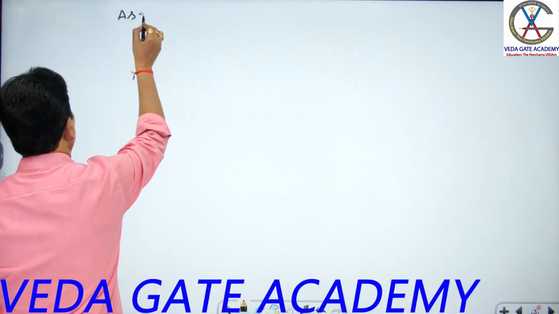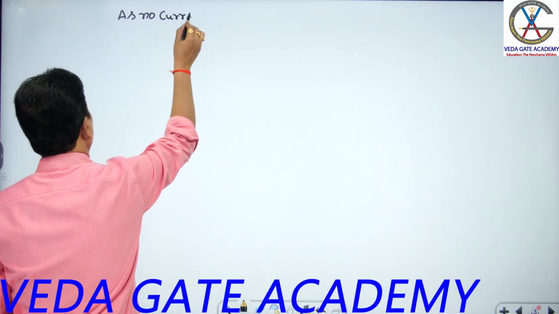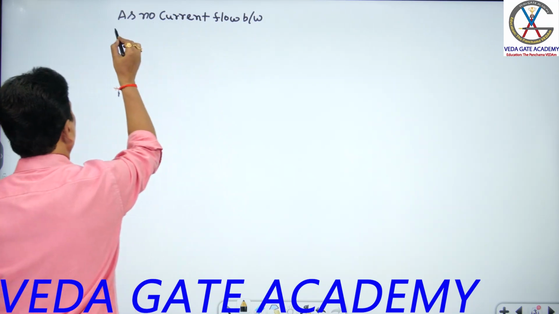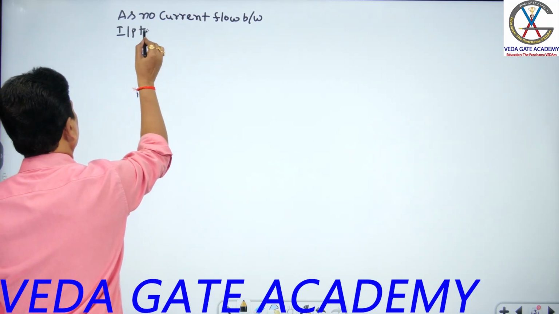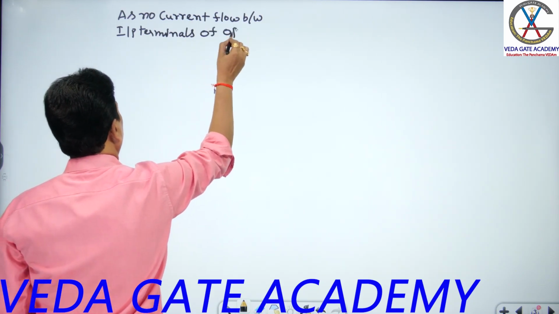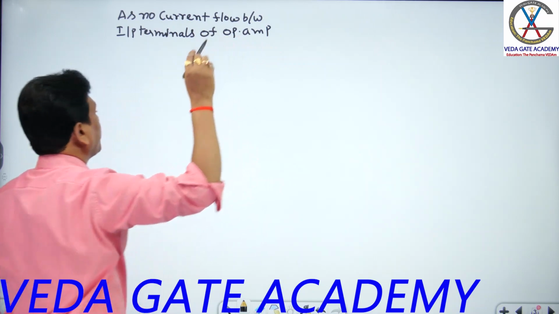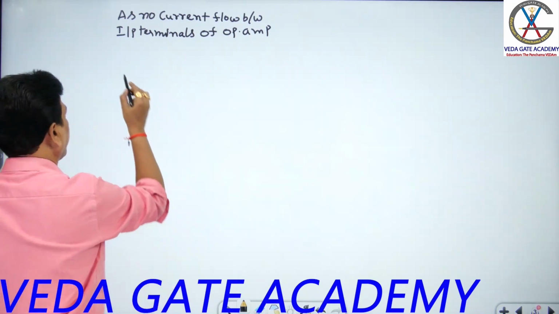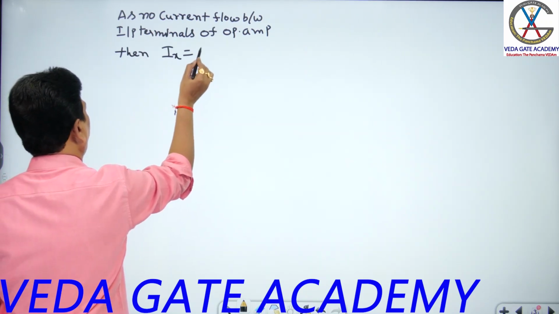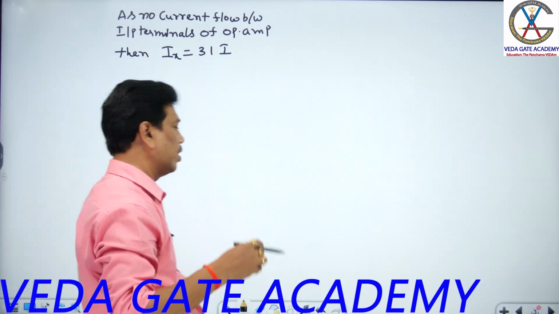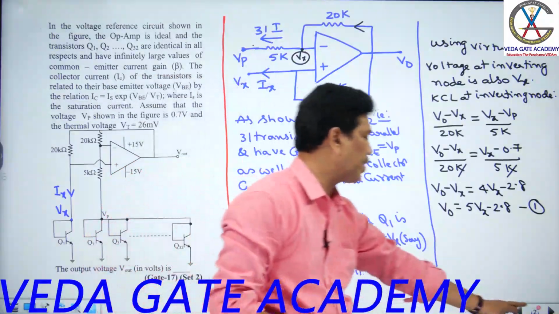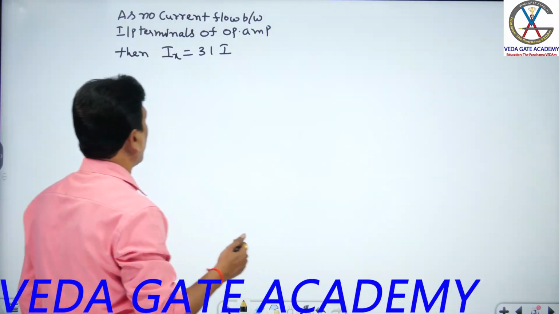As no current flows between the input terminals of the op-amp, then Ix equals 31I. Come on, students, what is that here? Ix equals 31I. Both are in the same direction. Ix equals 31I.